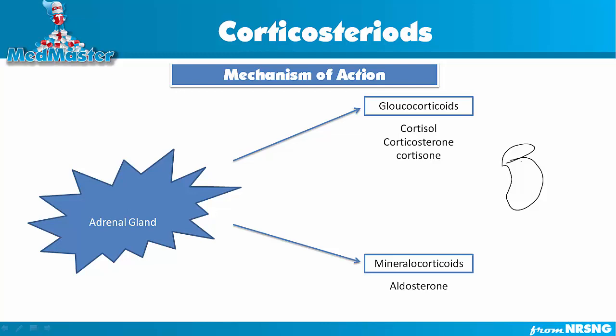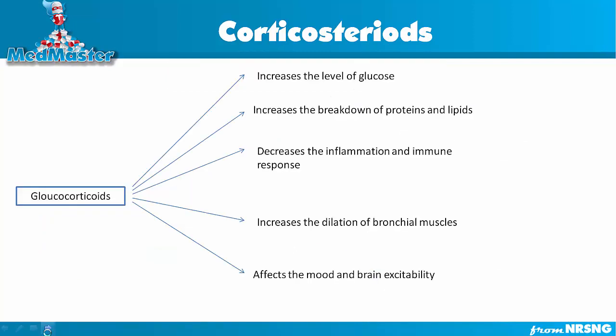What is the function of the adrenal gland? The adrenal gland secretes two types of hormone. The first one is glucocorticoid, and the second one is called mineralocorticoid. The glucocorticoids released are cortisol, corticosterone, and cortisone, while the mineralocorticoid is aldosterone. What is the function of glucocorticoid and mineralocorticoid? Let's take a look at the next slide.